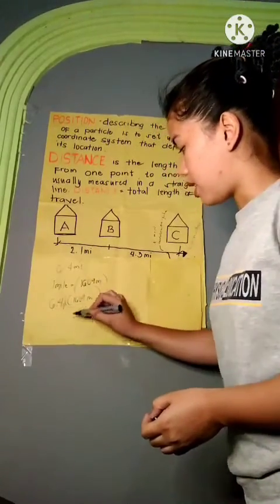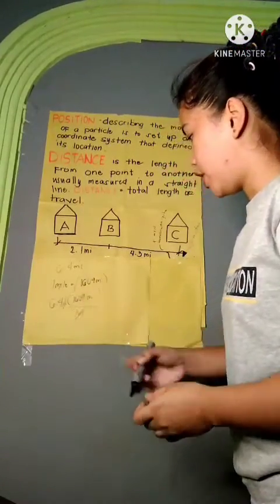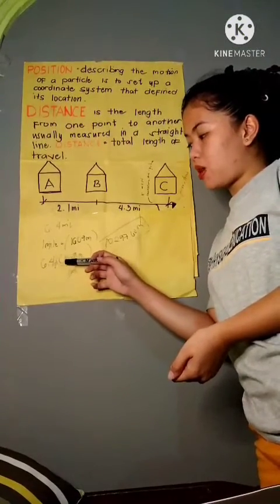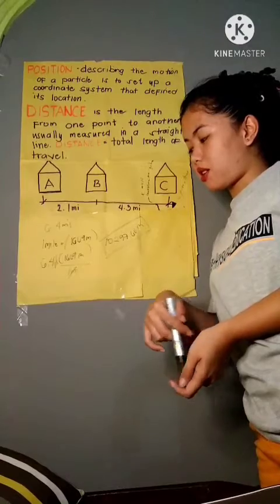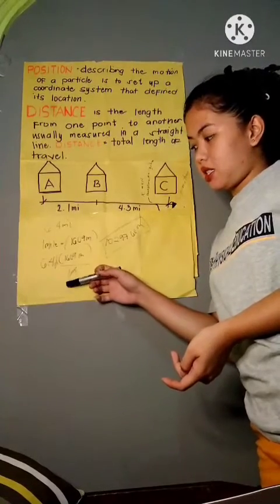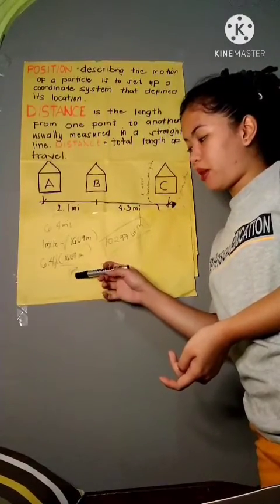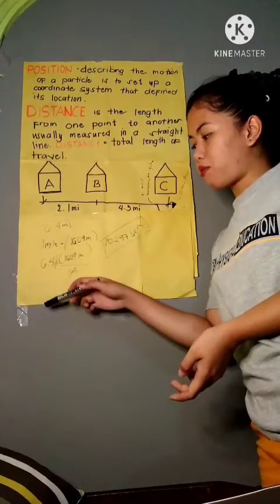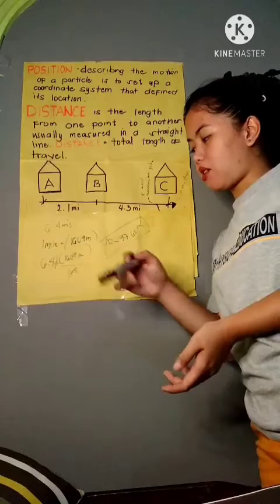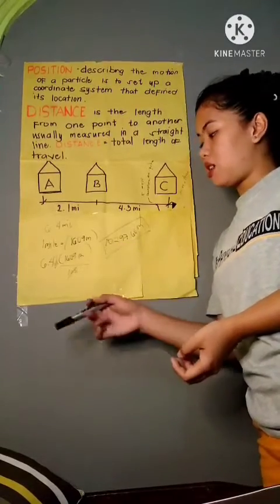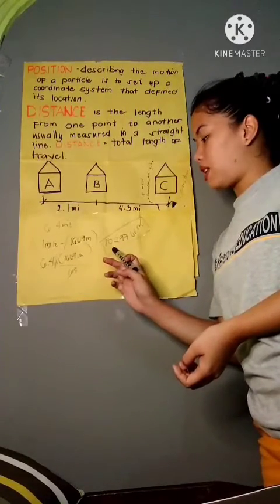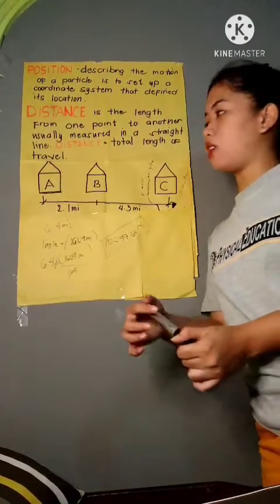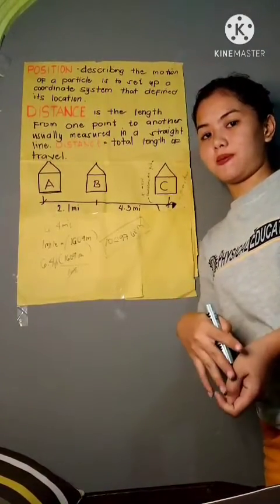Cancel. 6.4 times 1,609 meters over 1 mile. Kaya ko nilagyan ng over 1 mile para makancel yung unit na mile. So, 6.4 times 1,609 meters is equal to 10,297.60 meters. Ganyan lang kadali kung paano makukuha yung distance.